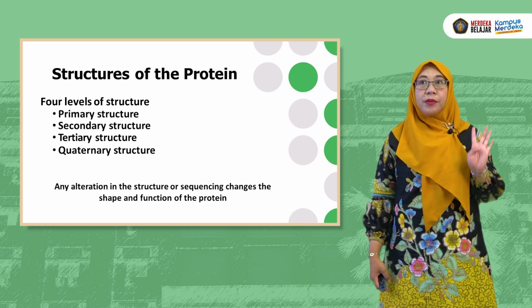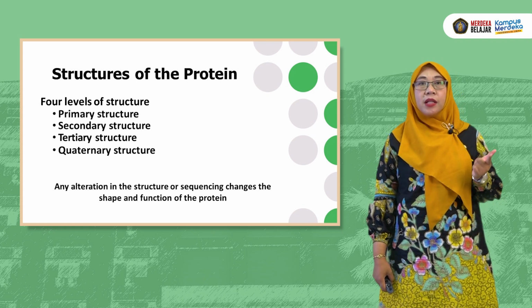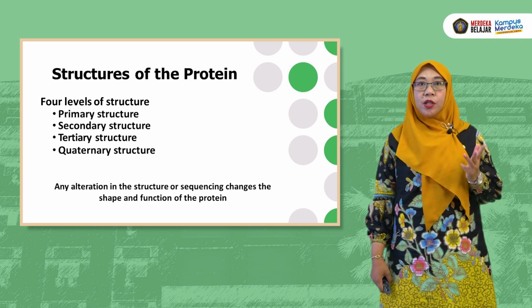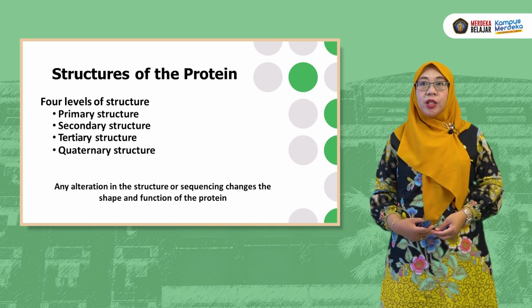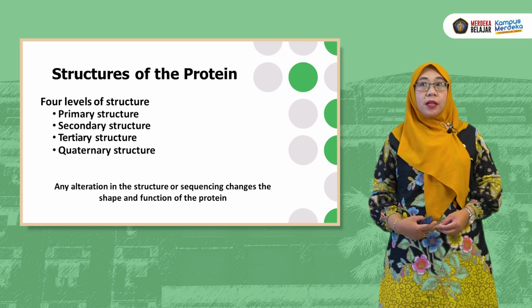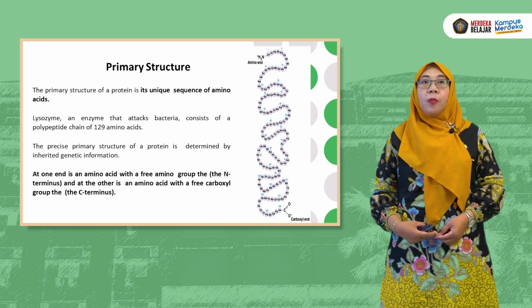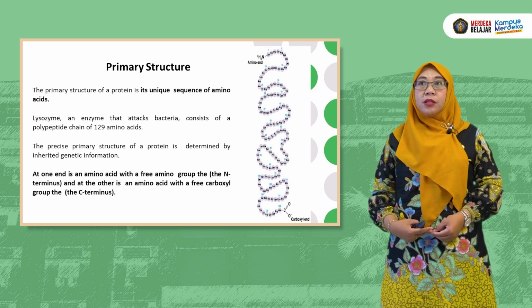There are 4 levels of protein structures. They are primary, secondary, tertiary, and quaternary structure. Any alteration in the structure or sequencing changes the shape and function of the protein. We discuss first the primary structure.